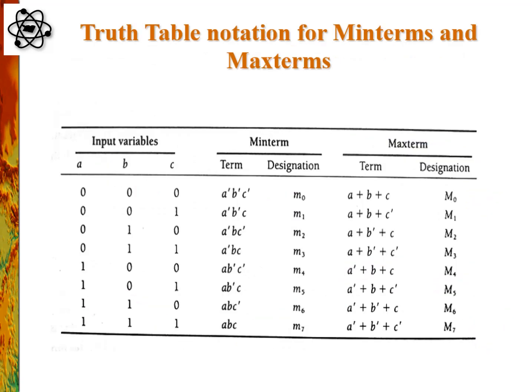So here we present a truth table which shows the complement nature of minterms and max terms. The input variables are represented as A, B, C, and the minterms are represented in terms of the product terms and denoted by a small letter m, whereas the max terms are represented as a sum term and denoted by capital letter M.